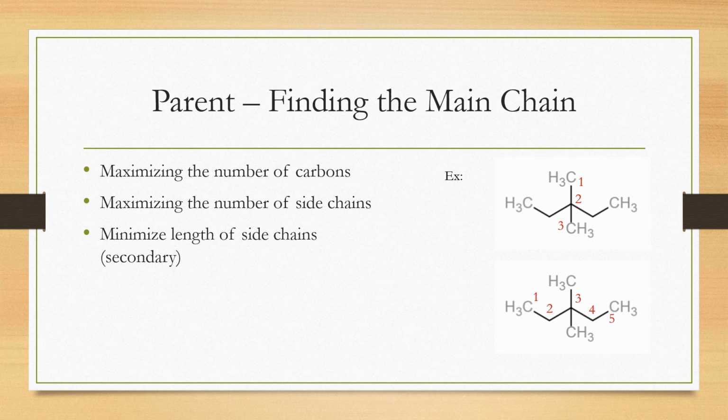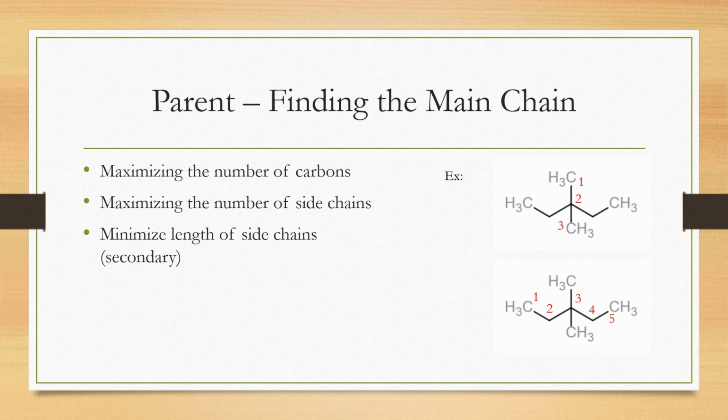However, one must be able to identify the main chain so that they can properly find the parent. There are 3 rules for finding the main chain: maximizing carbons, maximizing side chains, and minimizing the length of the side chain. This is kind of a secondary thing, but if you notice that you have particularly long side chains, that is usually an indicator that you have mistakenly found the main chain.